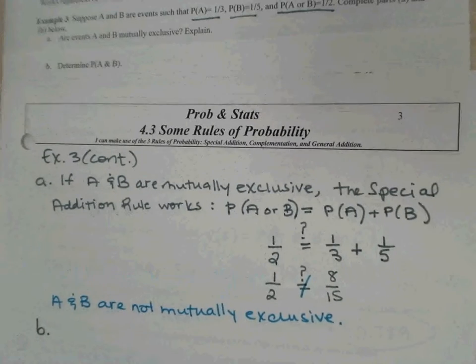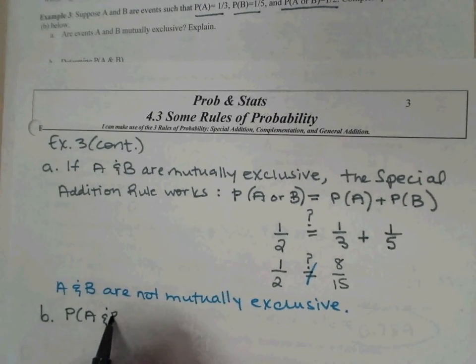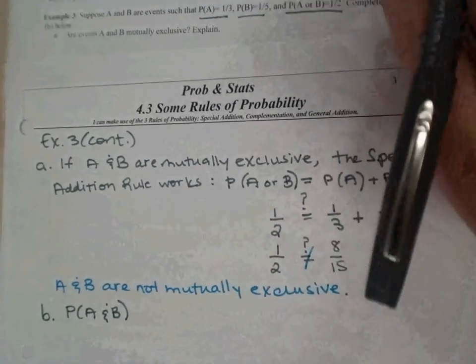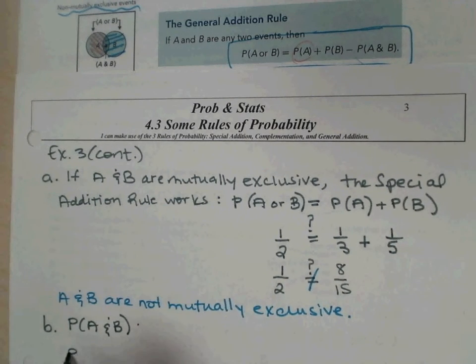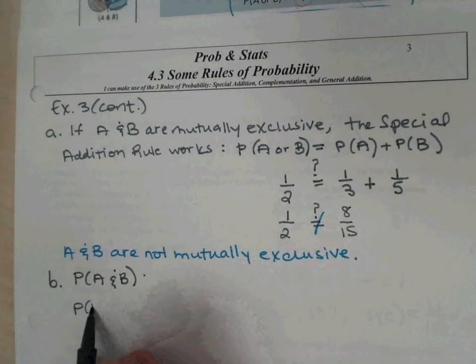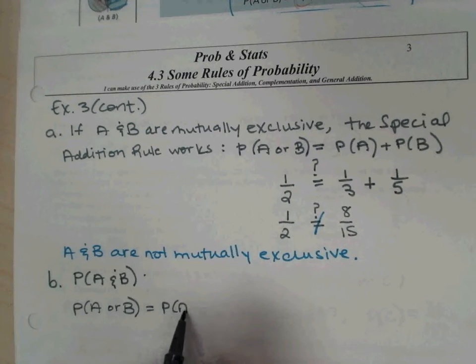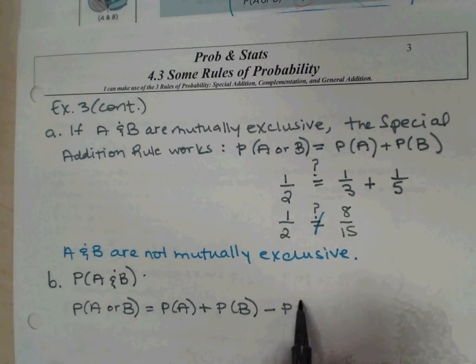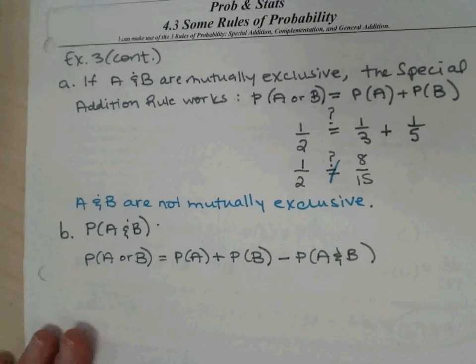Part B says determine the probability of A and B. Now that we know they're not mutually exclusive, enter in the general addition rule. Remember, that's going to be the probability of A or B equals the probability of A plus the probability of B minus the probability of the overlap, the probability of A and B.